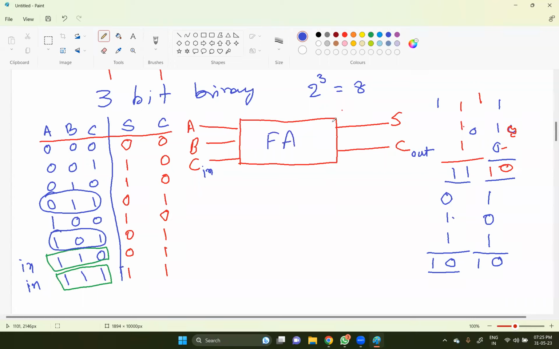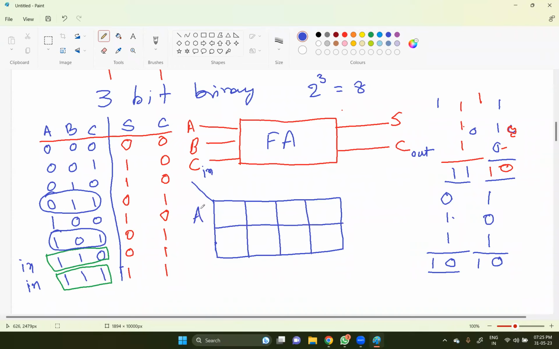To solve this full adder, let me take the help of the Karnaugh map. Look at this Karnaugh map: 3 inputs are there with us, so the Karnaugh map will be drawn something like this. Totally 8 boxes will be there within the Karnaugh map. This is A complement, and this is A here.